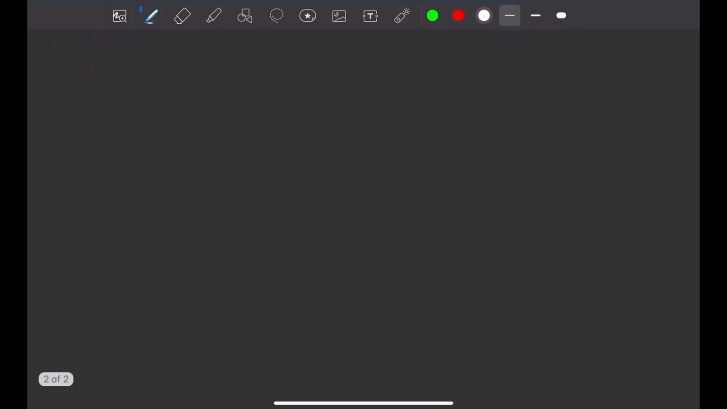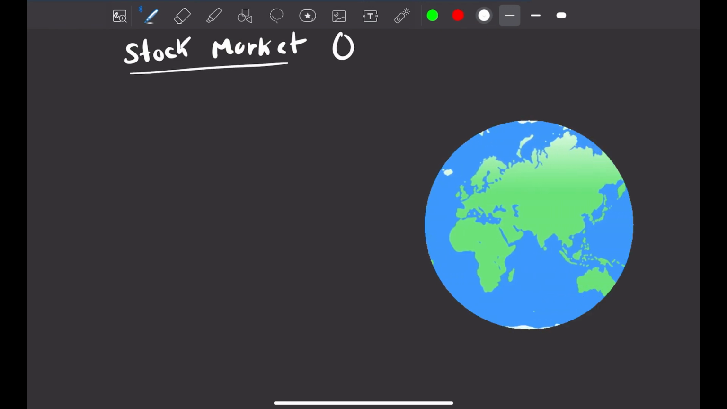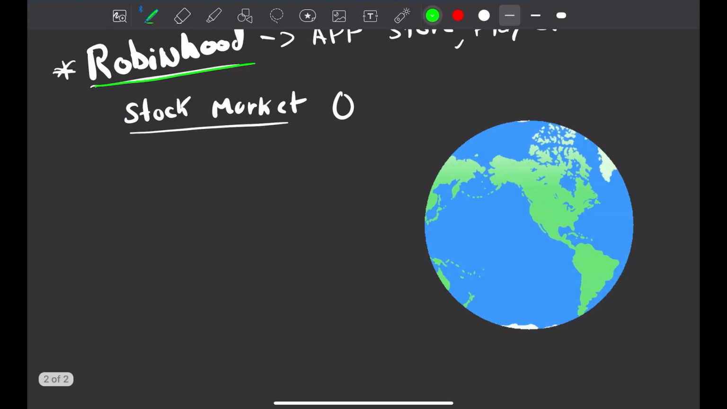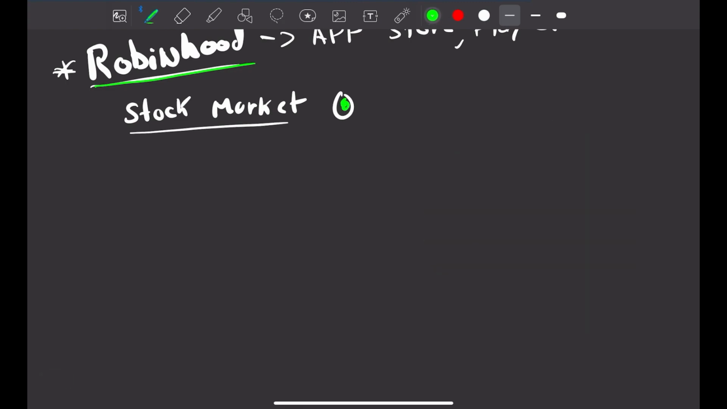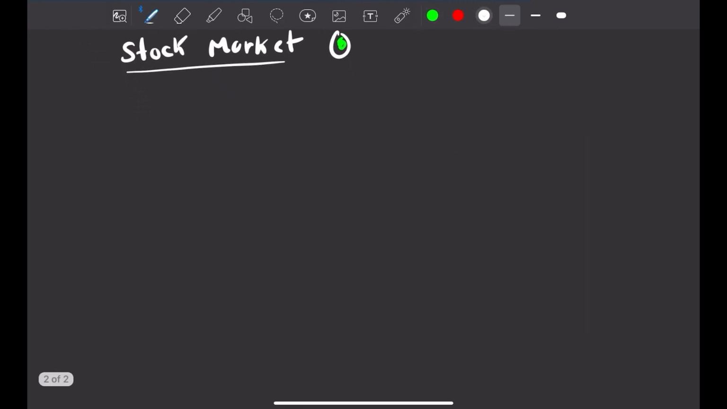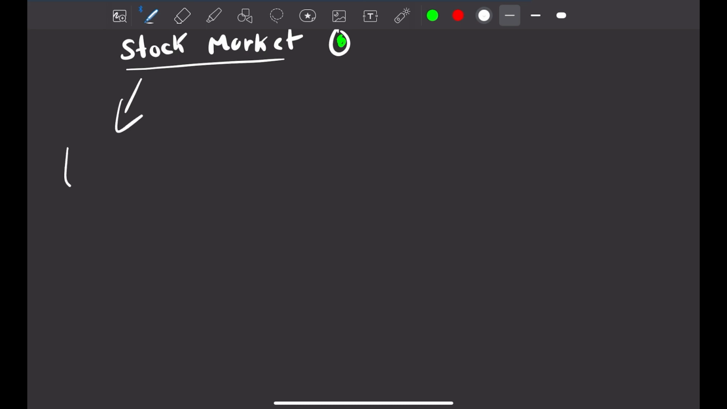So the stock market is a weird place. The stock market has nothing to do with the economy in the world at all. Let's say there's a little ball right here, Earth, color it green. It has nothing to do with it. The stock market is its own separate entity, or box or square, whatever you want to call it. The stock market operates in two ways.